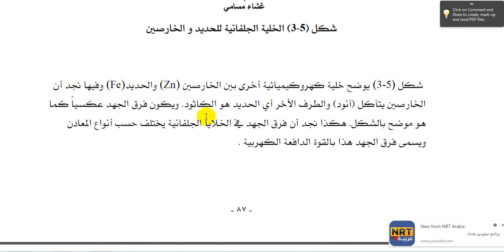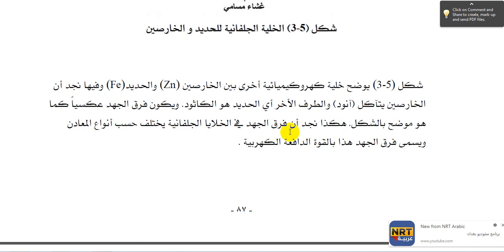We find that the zinc will be corroded and will turn into an anode, مصعد. الخارصين يتآكل ويتحول إلى مصعد. Anode هو مصعد. And on the opposite side, the iron will be the cathode. الكاثود هو المهبط. الحديد سيكون هو المهبط. And the potential difference will be reversible, as illustrated in the figure.